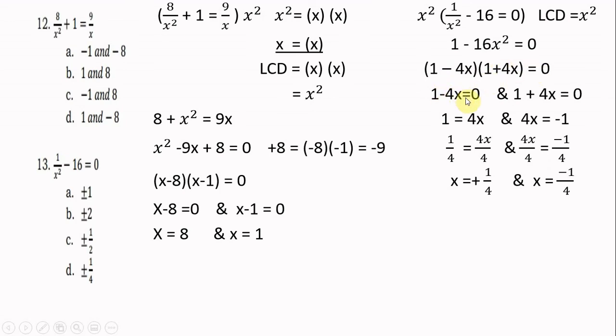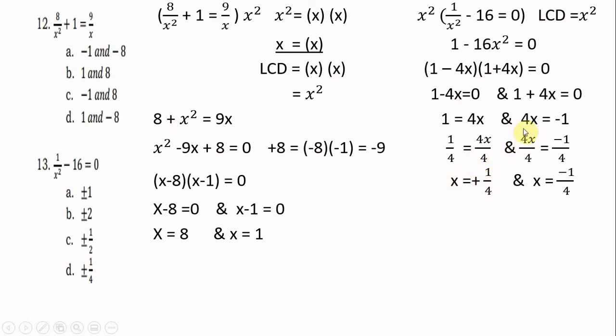That's 1 minus 4x equal to 0. That's 1 is equal to 4x. Transpose 4x to the right side. And by the multiplication property of equality, we could divide this one by 4 and this one by 4. So our x is equal to positive 1/4. This is the symmetric property of equality.